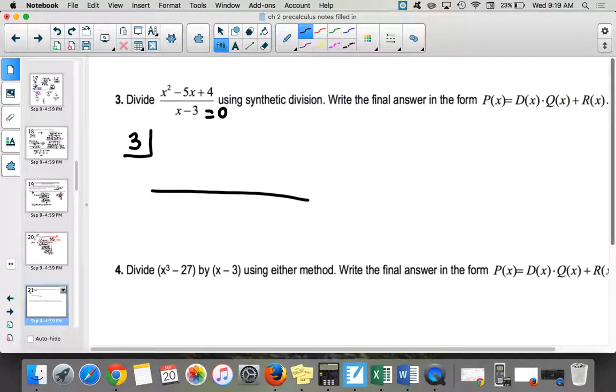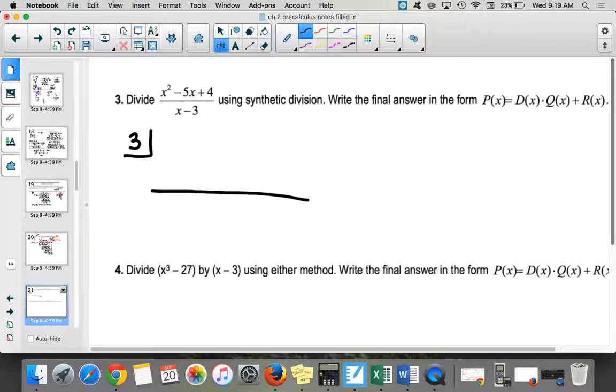X equals 3. The reason it's the opposite of what you think, like a lot of people think it will be negative 3, is because with synthetic division, we just add straight down. But with long division, remember how we changed the signs and then added? This is taking care of all of the changing of the signs, okay?